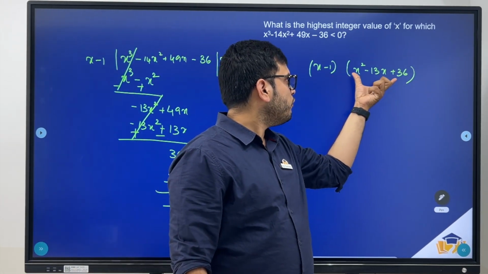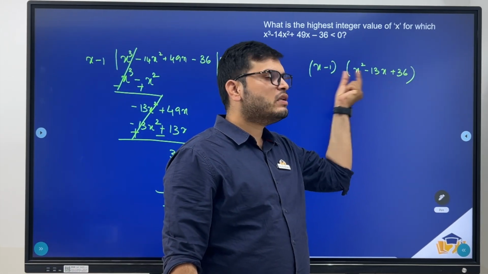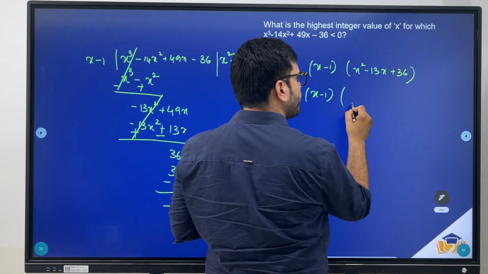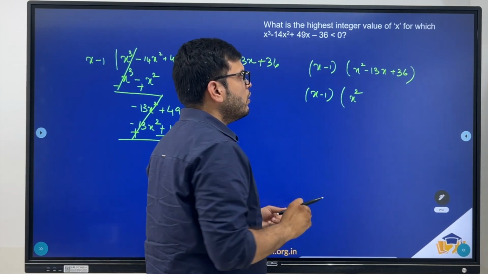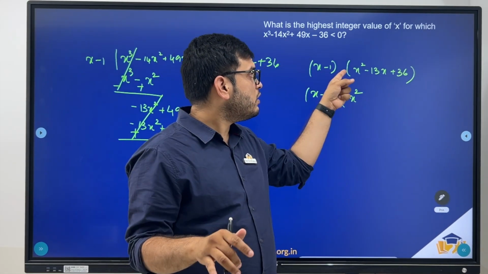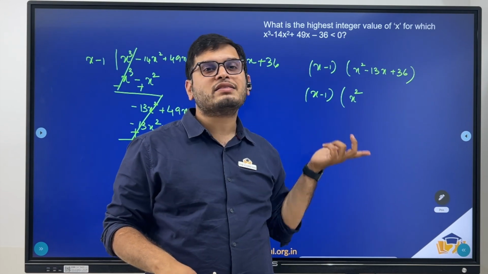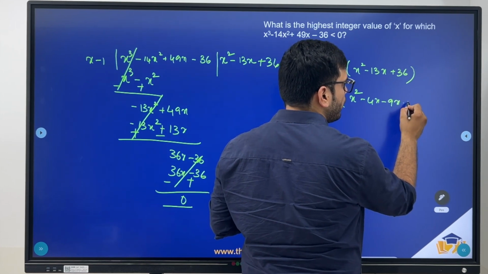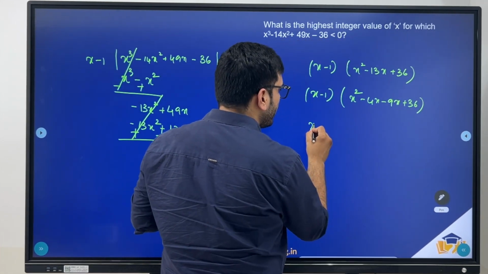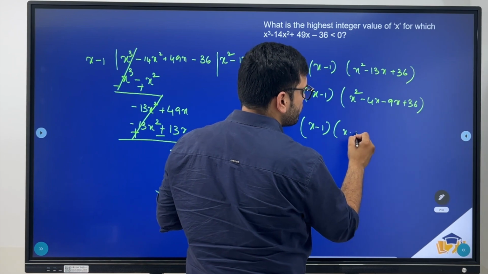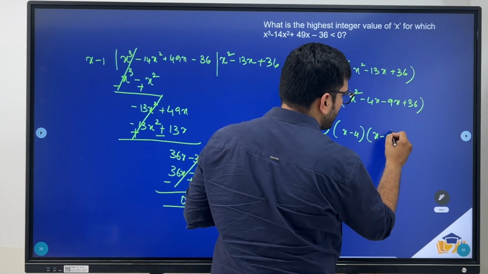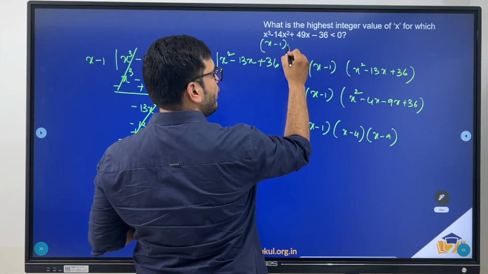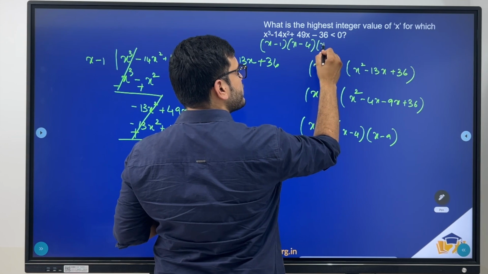Now the product of these two is 36 and the sum is minus 13. So I can still factorize this as x minus 1 into x square. We need to find two numbers such that the product is plus 36 and the sum is minus 13: minus 4 and minus 9. So I can write this as x minus 1 into x minus 4 into x minus 9.